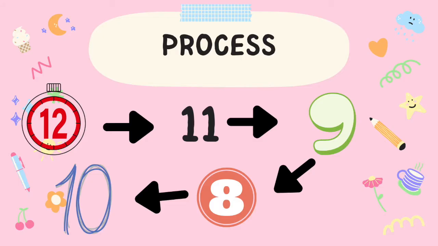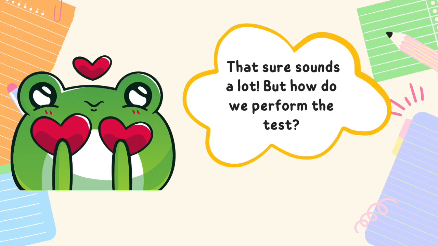Activated factor 12 will activate factor 11, then factor 11 will activate factor 9. Factor 9, calcium, phospholipid, and activated factor 8 will activate factor 10. And then the same steps mentioned earlier will occur. That sure does sound like a lot, but how do we perform the test?